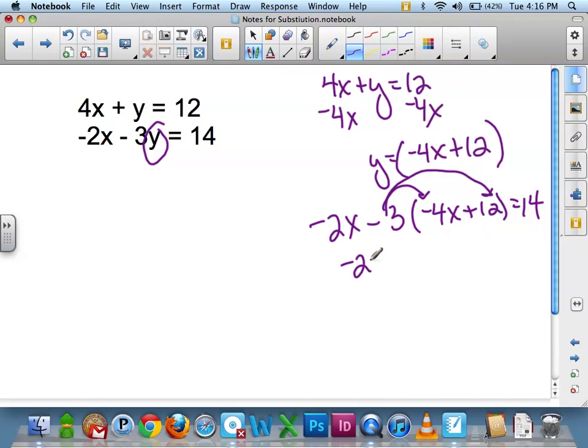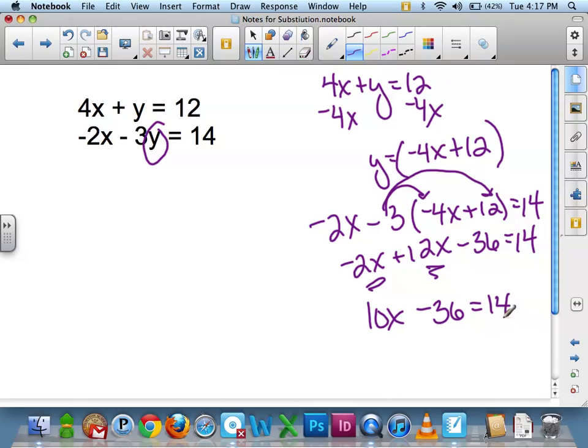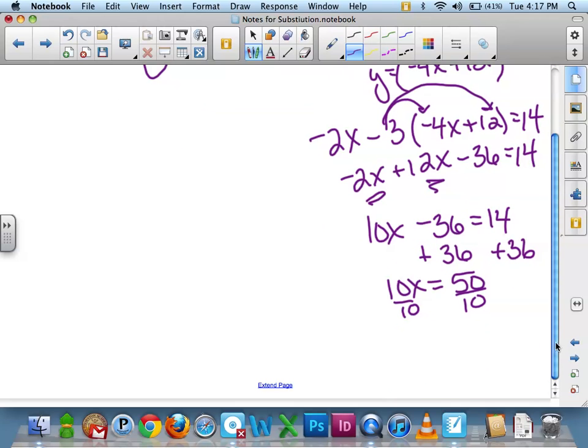Okay, so now you've got negative 2x plus 12x minus 36 equals 14. Combining like terms, I'm going to get 10x minus 36 equals 14. I'm going to add 36 to each side because I'm still just solving for x. I've got 10x equals, so 14 and 36, that's going to be 50. Divide each side by 10, and I'm running out of space, hold on. I've got x equals 5.